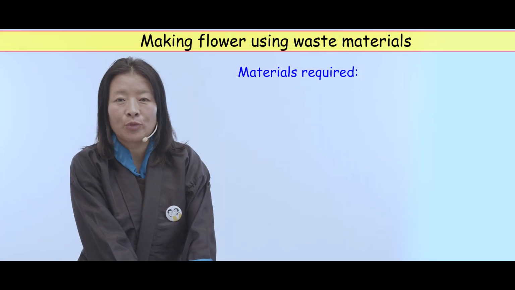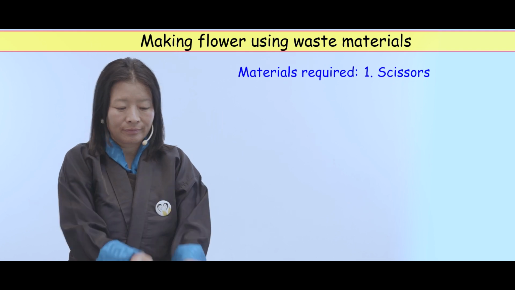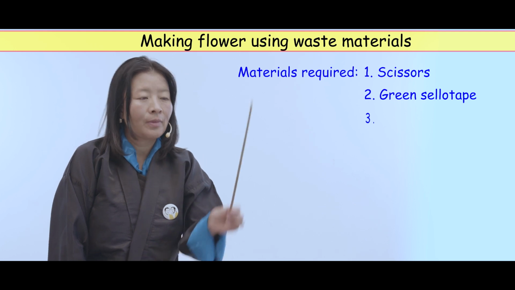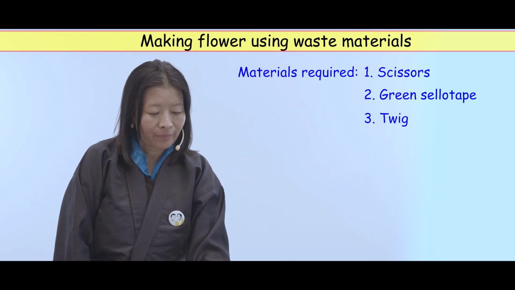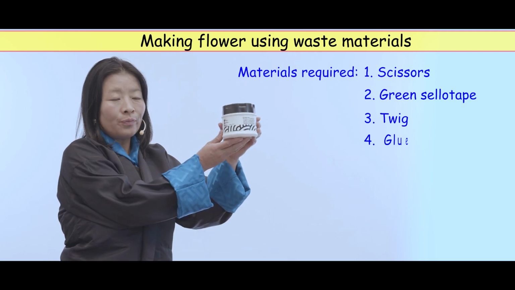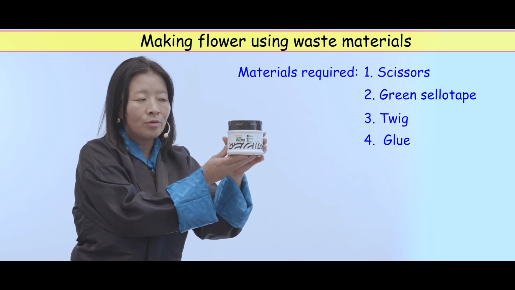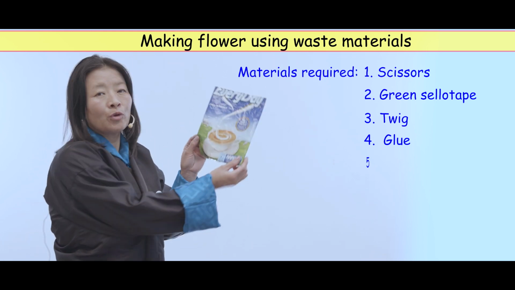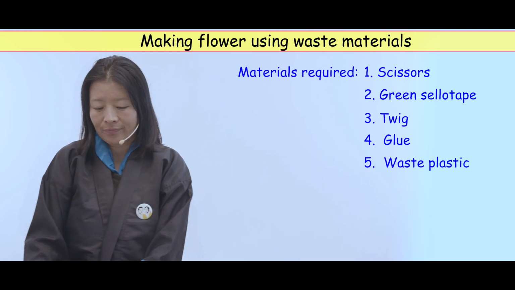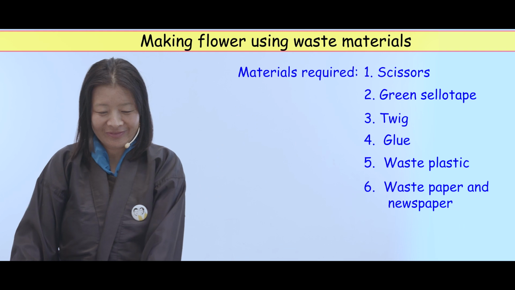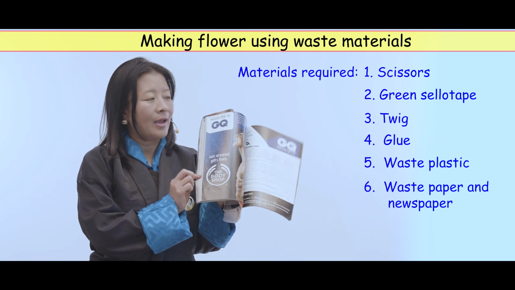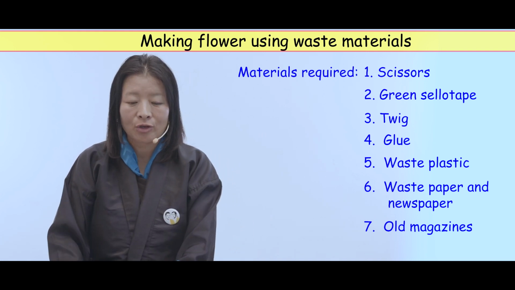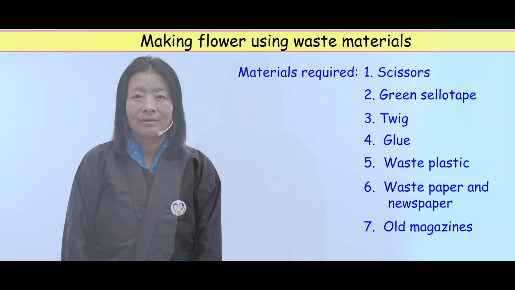So for this activity, we need scissors, a green sellotape, a twig, glue. You can use any type of glue, but here I have Fevicol. Waste plastics, newspapers, and old magazines. So these are the things that we need to have for this activity.